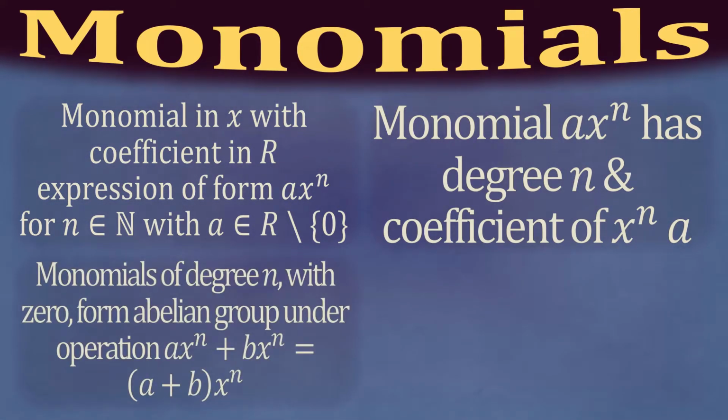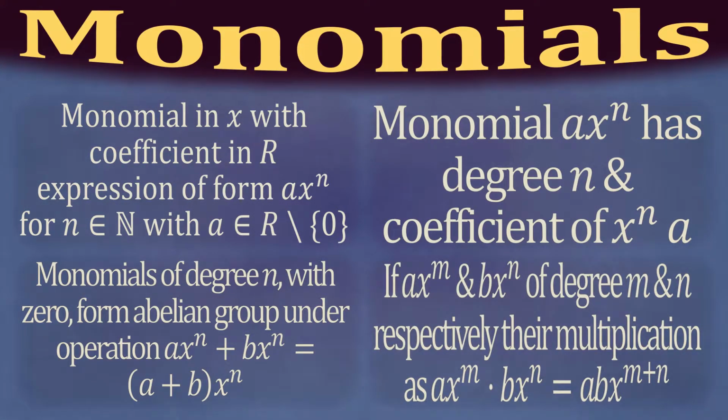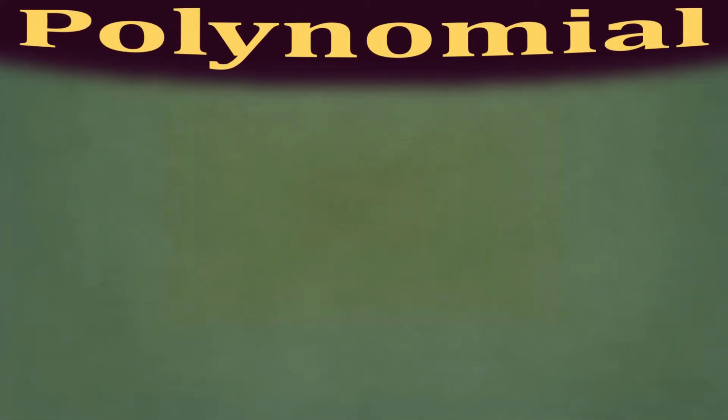a. The monomials of degree n, together with 0, form an abelian group under the addition expression a x^n plus b x^n is equal to (a plus b) x^n. If a x^m and b x^n are two monomials of degree m and n respectively, then we define their multiplication as a x^m times b x^n is equal to ab x^(m plus n). Hence, let's define a polynomial.